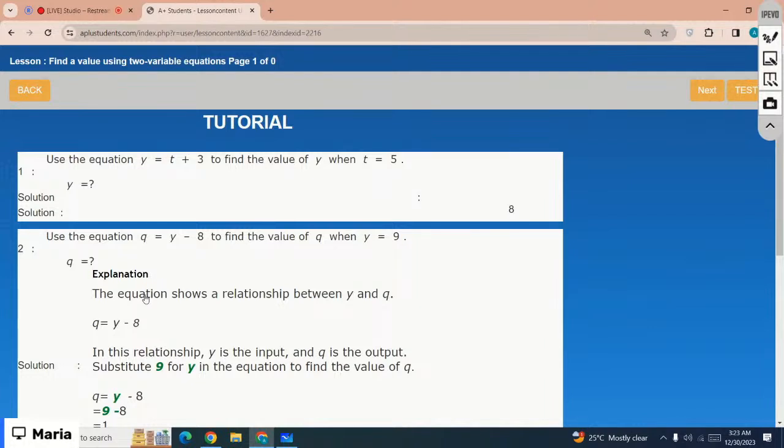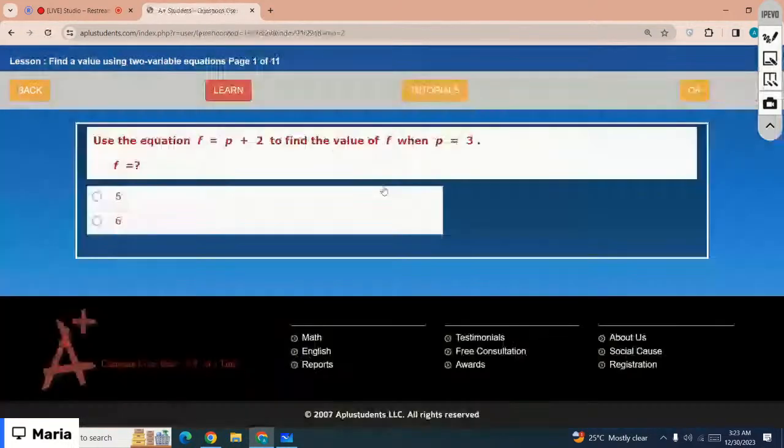The correct option is 8. Let's just start with the test question. So basically, you are given the value of one of the variables. You just need to put the value in the equation and you have to see the value of the other variable, right? For example, use the equation f equals p plus 2 to find the value of f when p equals 3, right?